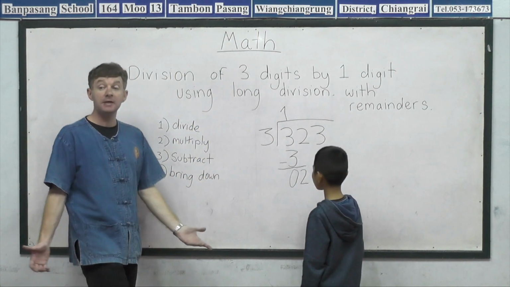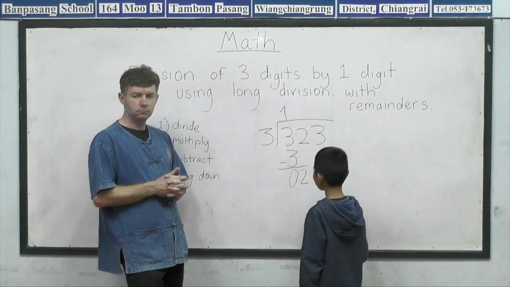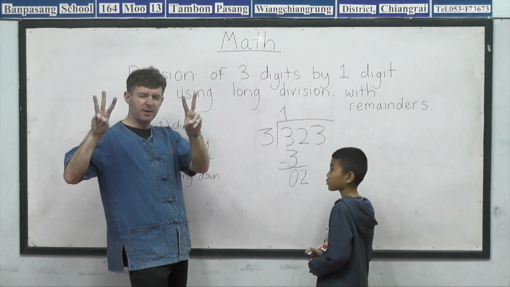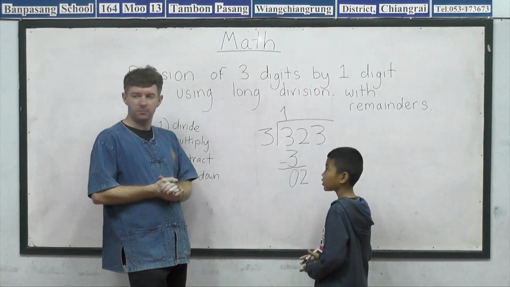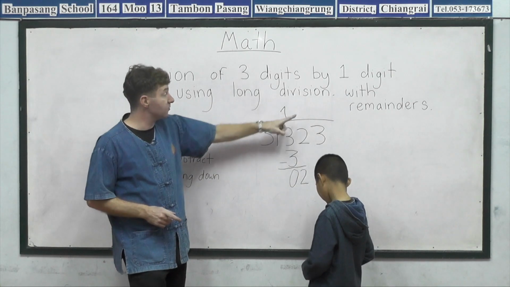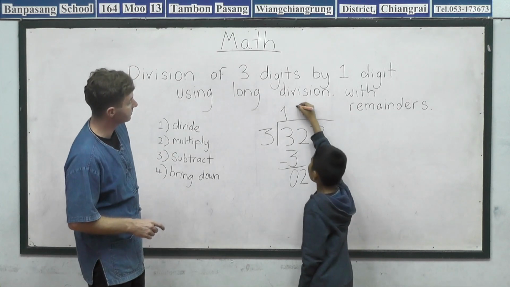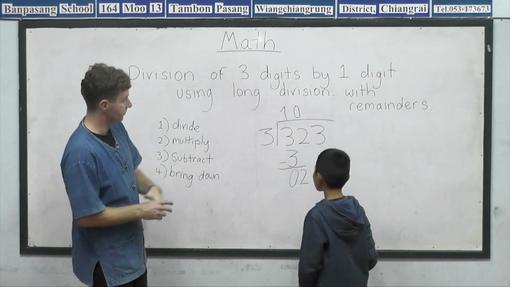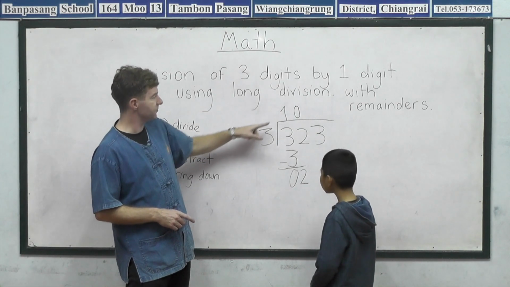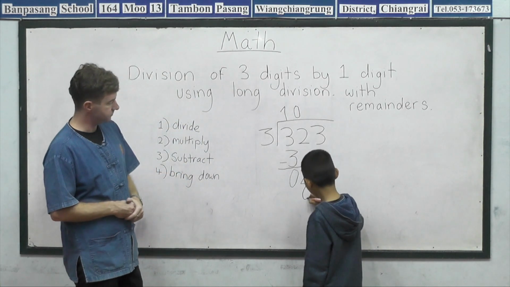And now we'll repeat the process. 2 divided by 3. Can we do that? We can't. 3 is bigger than 2, so we cannot. We need to write 0. We can write 0 at the top. Excellent. So now we have to times 3 times 0 equals 0. So we'll write that here.